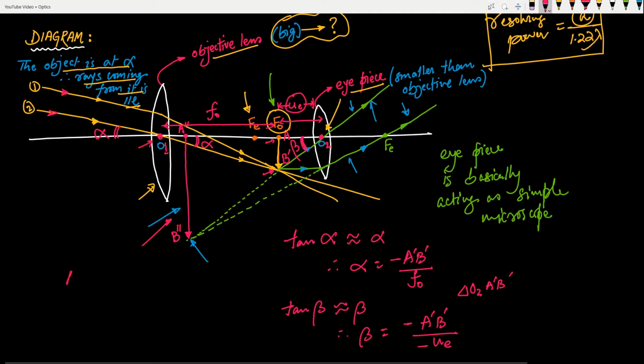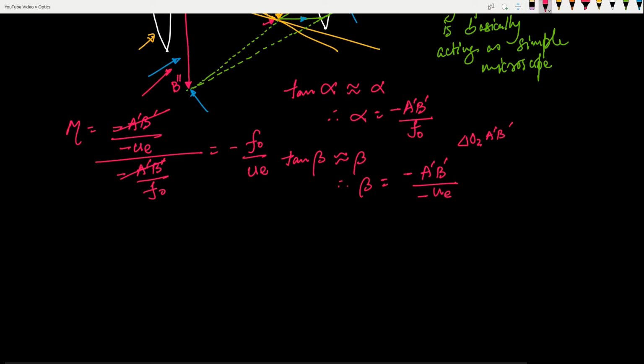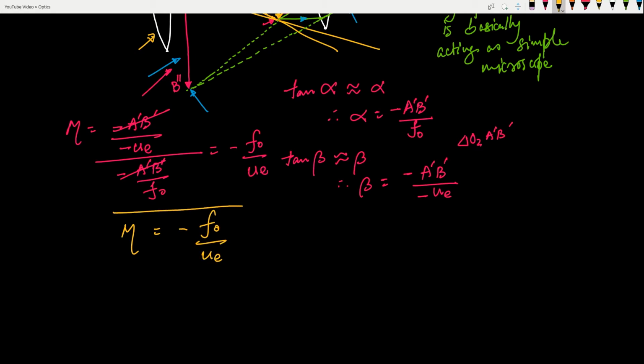Therefore magnification M can be written as beta by alpha, or minus A dash B dash by minus UE divided by minus A dash B dash by FO. Now if we solve this, then minus A dash B dash and minus A dash B dash get cancelled, and we get minus FO by UE. So we got magnification to be minus FO by UE. Let me write it down clearly for you: the magnification of the telescope is minus FO by UE. This is the base formula. I've explained the simple microscope and compound microscope in a similar way. So this is the base formula which you need to remember.